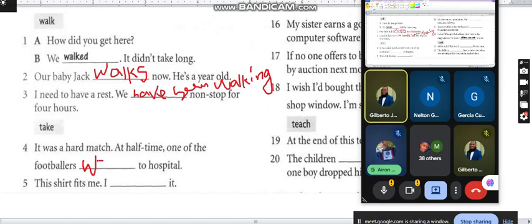So we use the passive form in the past simple tense: was taken. Okay, so now we go to number 5. Now let's go to number 5.